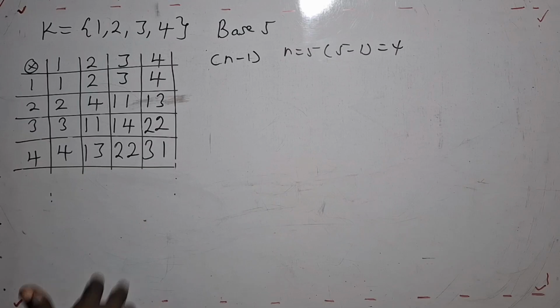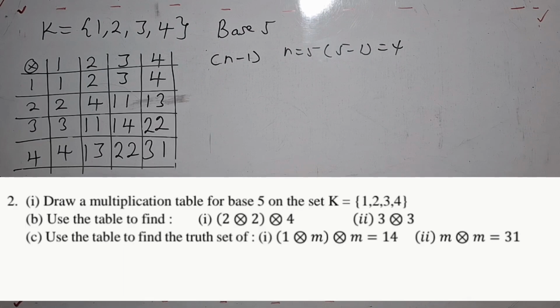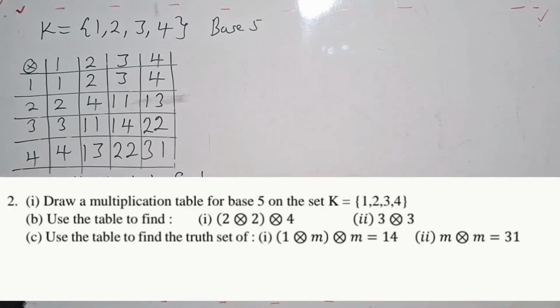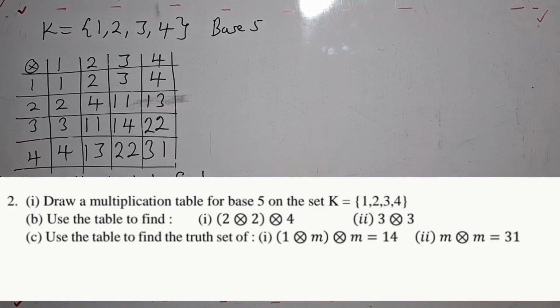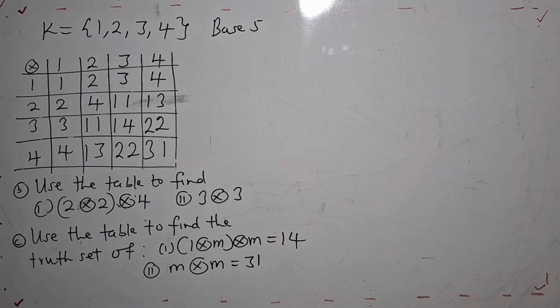So there are subsequent questions we are going to look at according to the table. We are going to also use the table to solve other questions. So let's look at that. The other part, B and C, say use the table to find (i) 2 times 2, bracket close, times 4.